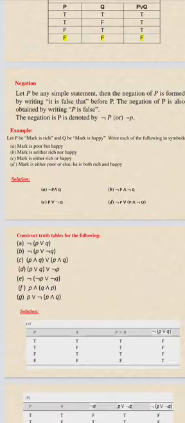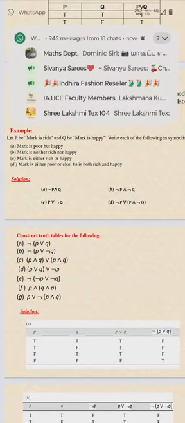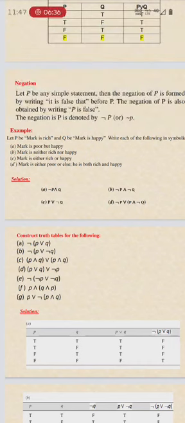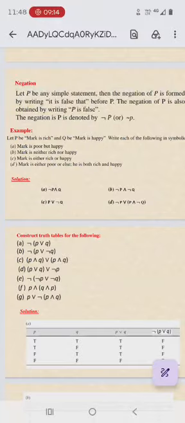Then third example, Mark is either rich or happy. Then Mark is rich, the P statement. Then Mark is either... one is true, one is false. Then Mark is rich. The other statement: Mark is not happy.